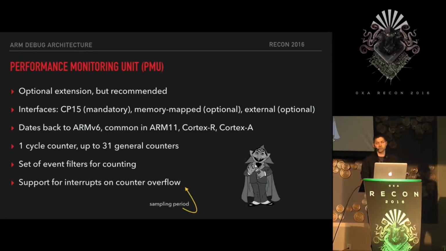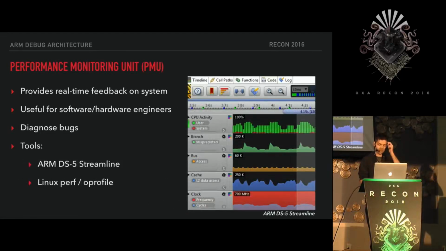The premise behind the PMU is that you've got one or more counters, a set of events that can be counted, and then the PMU can fire an interrupt when a counter overflows. That gives you the ability to do sampling. So if I wanted to instrument every time an event occurred 10 times, I could initialize a counter to -10. And it provides feedback.